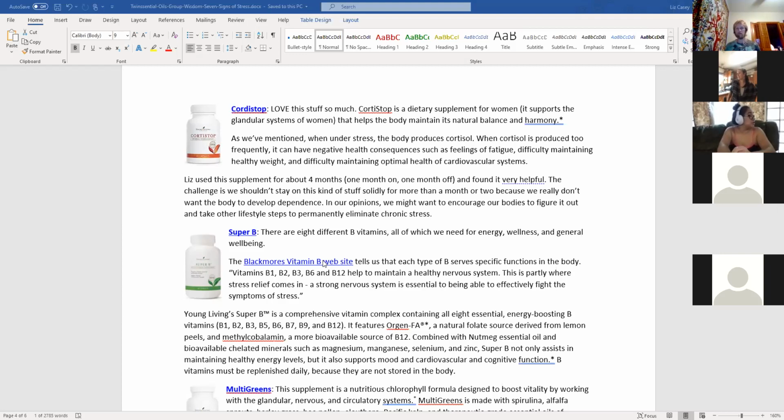Super B, I don't know if you guys have used this one. Oh my gosh, this is such an amazing supplement. I swear, I just took two. Did you? Oh my God, that's awesome. I took two today as well. So the daily dose is two of them.